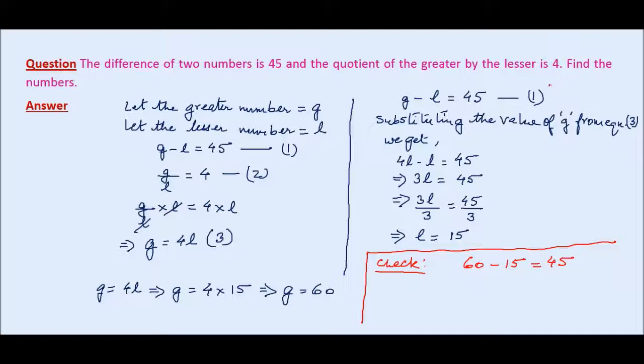Coming to the second part. When we are dividing the greater number by the lesser number, the quotient should be equal to 4. So the greater number is 60 and the lesser number is 15. So 60 divided by 15 is of course equal to 4. So the second part is also getting satisfied. So we have done our sum correctly.